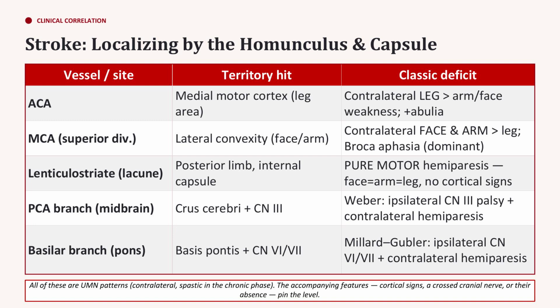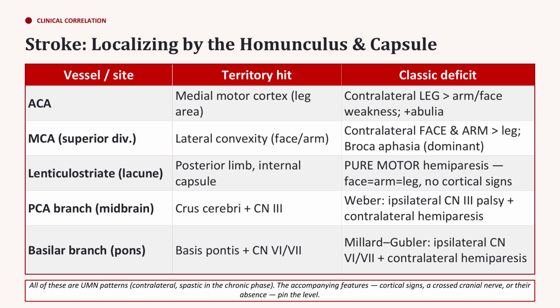An anterior cerebral artery stroke takes the medial motor strip, the leg, so you get contralateral leg weakness out of proportion to the arm and face, often with abulia from frontal involvement. A middle cerebral artery stroke takes the convexity of face and arm with relative leg sparing, and in the dominant hemisphere adds aphasia. The lenticulostriate lacune in the posterior limb of the internal capsule gives the pure motor hemiparesis, face, arm, and leg equally weak, with no cortical or sensory signs because the whole tract is compressed into that tiny region.